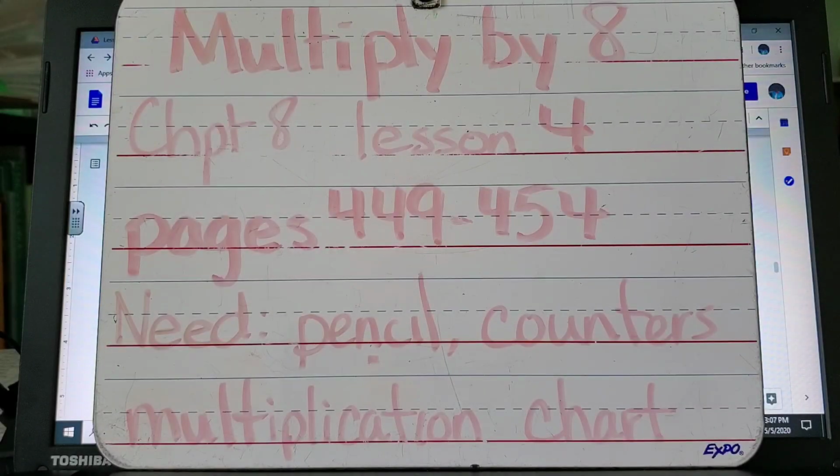We're going to do some more math today, multiply by 8, so get your things ready. We'll get started. We're going to do multiply by 8, chapter 8, lesson 4, pages 449 to 454. As always, you'll need a pencil, counters, and your multiplication chart, as well as your pages.